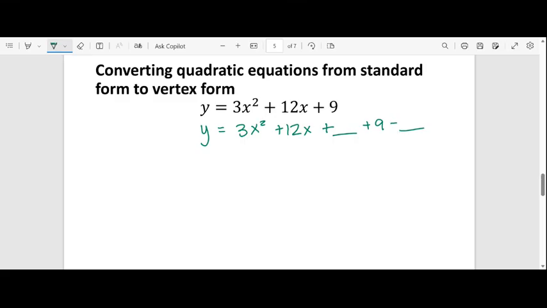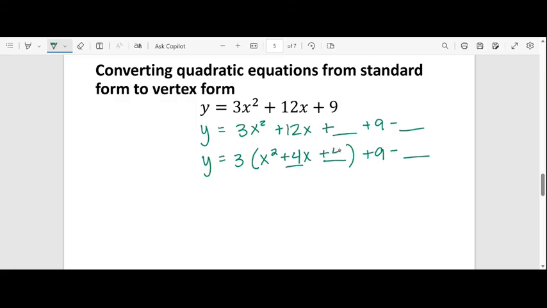We have to remove the 3 from our first two terms. So we're going to say 3 times x squared, and then 12 divided by 3 is going to give me 4x. Keep your blank there. We'll add 9 and then subtract a blank. Our first blank is going to be half of 4 squared. Half of 4 is 2.